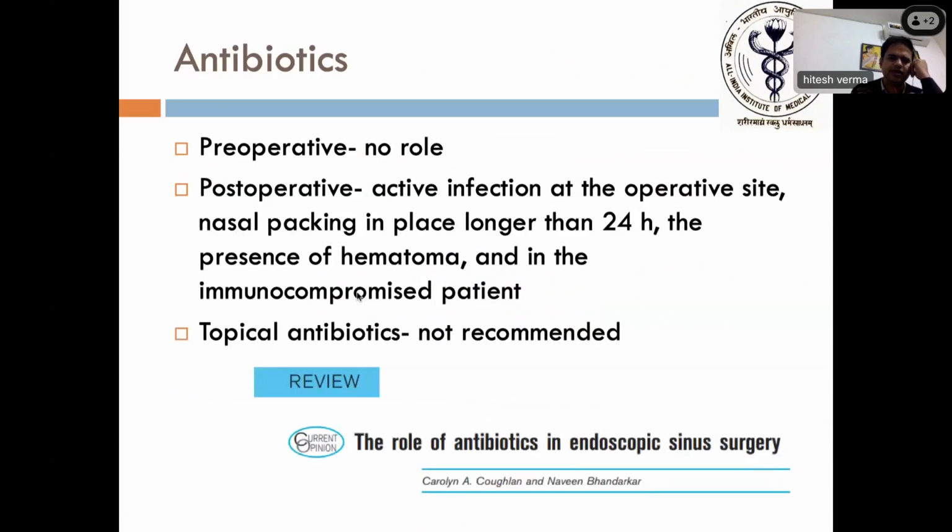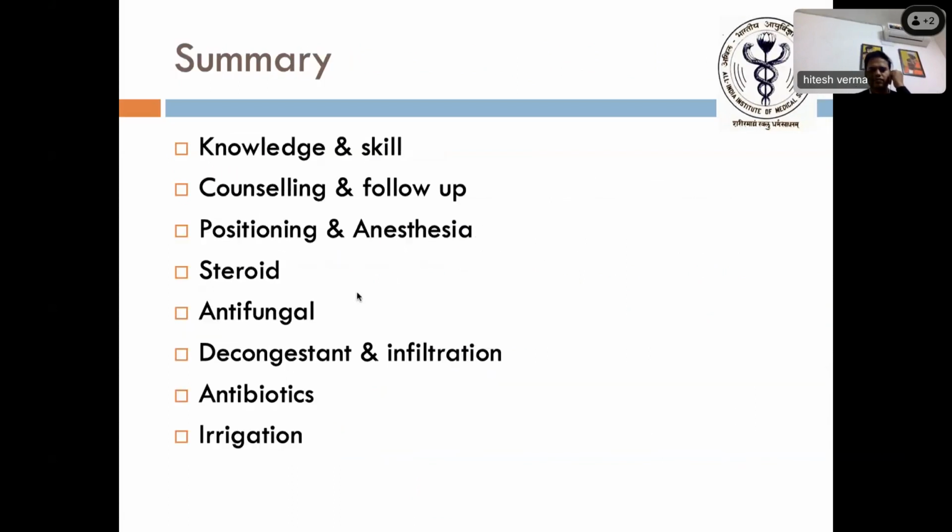An antibiotic preoperatively is not indicated unless the nasal cavity is infected, and postoperatively, one shot of intraoperative antibiotic is sufficient. When there is an active infection, if you identify pus inside the nasal cavity, then it can be given. Also if nasal packing is used for more than 24 hours, if there is a hematoma present, or the patient is immunocompromised. Topical antibiotic has no role.